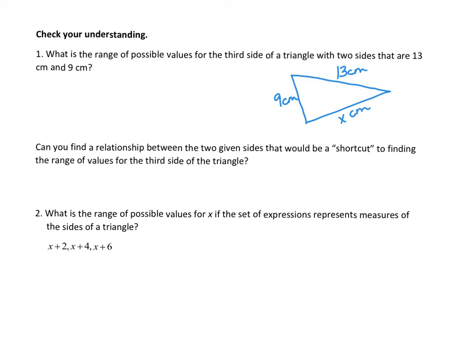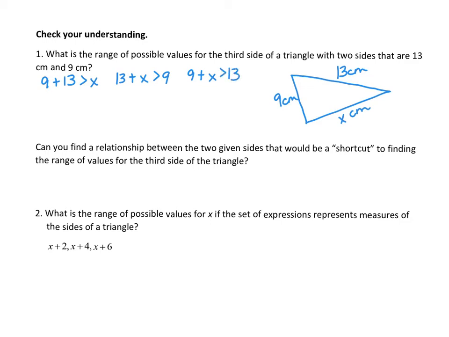So if you recall, what we said we had to do was to write the three inequalities using our triangle inequality theorem. So we could say that 9 plus 13 has to be greater than x. The sum of the two sides has to be greater than the third side. Another inequality would be the sum of 13 and x, which then has to be greater than 9. And then finally, the sum of 9 plus x would have to be greater than 13.